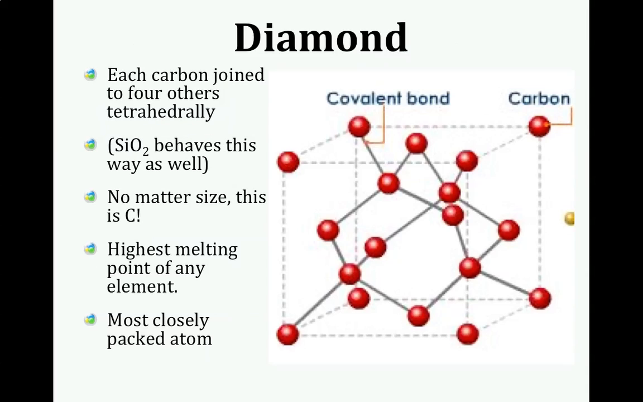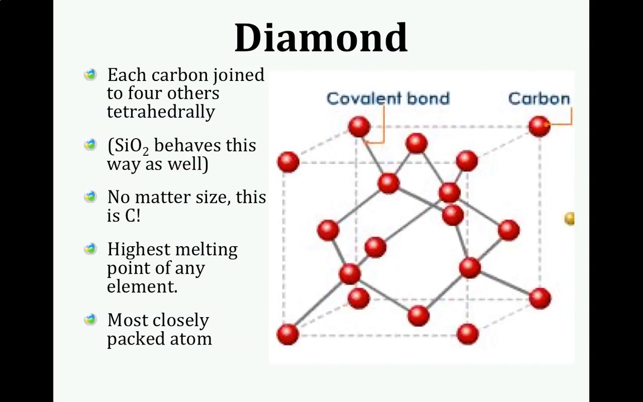Let's look at diamond. Diamond is where we have each carbon joined to four other carbons tetrahedrally, and we know that SiO2, silicon dioxide, behaves this way as well. It doesn't matter the size, this is still just carbon. So I could have a really big diamond or a really small diamond, but it's all carbon, unless it has impurities in it, in which case it's not just diamond anymore.